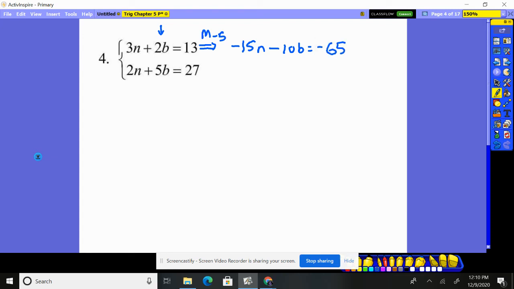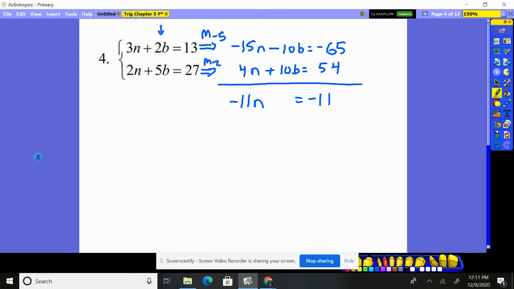Okay, negative 65. This guy, what do I need to make the 5 become a 10? Just multiply by 2. So everybody gets multiplied by 2. 4n plus 10b equals 2 times 27 is what? 54. Put these together. Okay, 15, that's negative 11n. These go away. What about when I add these? These give me negative 11. Beautiful. Divide by negative 11, n is 1.